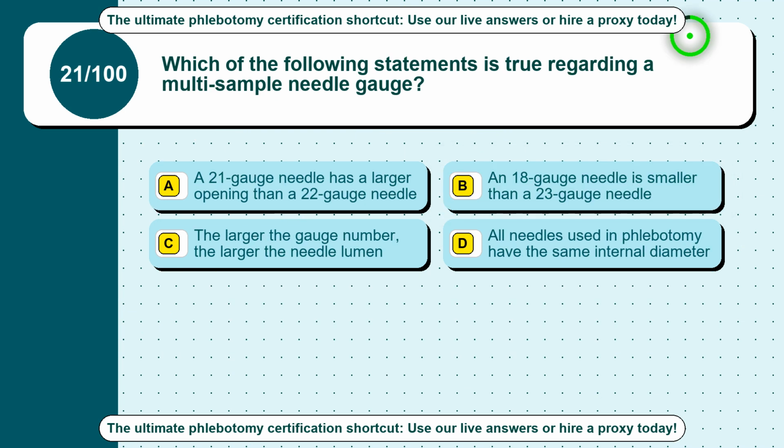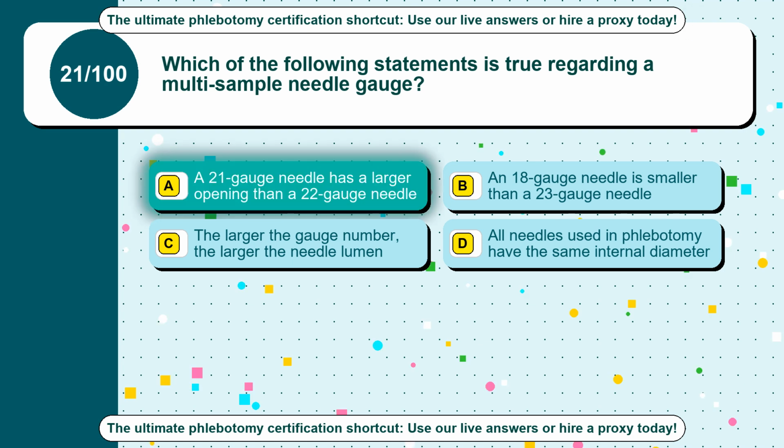Question 21. Which of the following statements is true regarding a multisample needle gauge? Option A, a 21-gauge needle has a larger opening than a 22-gauge needle. Option B, an 18-gauge needle is smaller than a 23-gauge needle. Option C, the larger the gauge number, the larger the needle lumen. Option D, all needles used in phlebotomy have the same internal diameter.